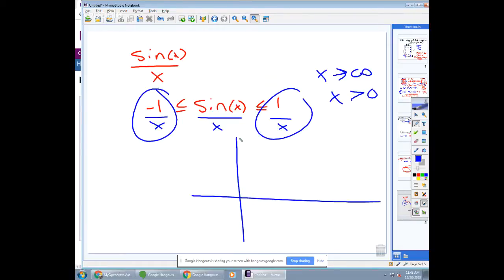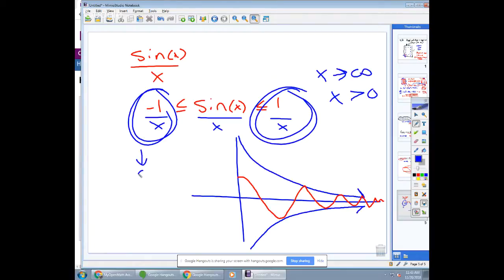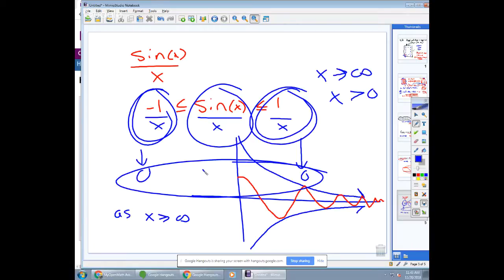And for big x, if you look at that, here's 1 over x heading down. -1 over x does the same thing, but on the other side. So this sine function right here is just oscillating in between these two forever and ever. So since these two functions go to 0 as x goes to infinity, then the sine of x over x must also be squeezed to y equals 0 also. So that one does have a limit.